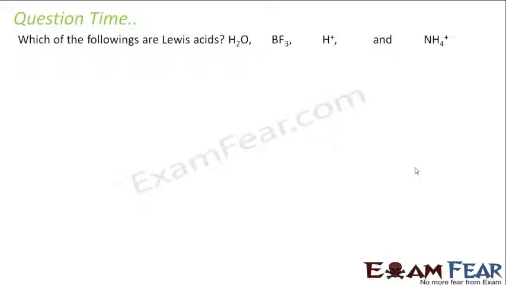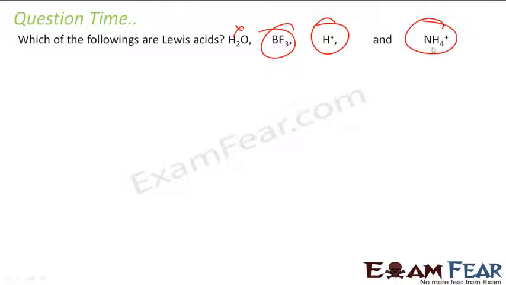Let's take some questions now. Which of the following are Lewis acids? H2O is neutral, BF3 is an acid, H plus is an acid, and NH4 plus is also an acid because it will donate H plus ions. Now we'll take ionization of acid and base. We have already discussed this actually.